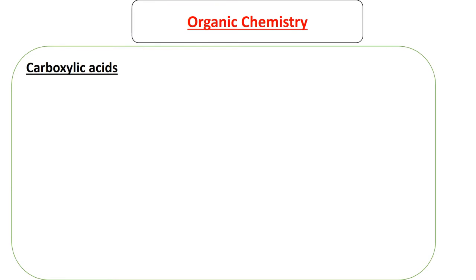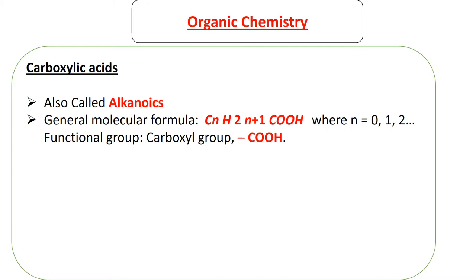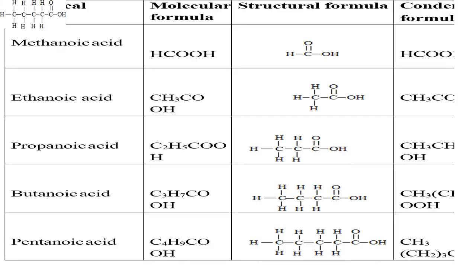So, carboxylic acids are also known as alkanoics. Their general molecular formula is CnH2n+1COOH. The COOH is the functional group of this family. They all end with the words anoic acids. So here is a quick presentation of some examples of carboxylic acids, their molecular formula, their structural formula, and their condensed formula. We have methanoic acid.